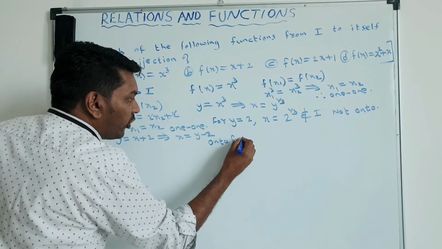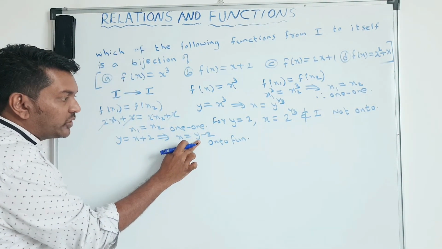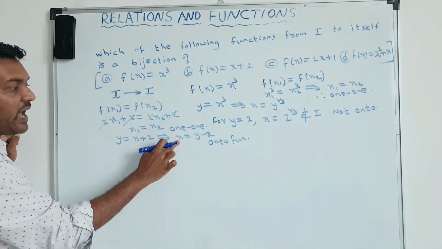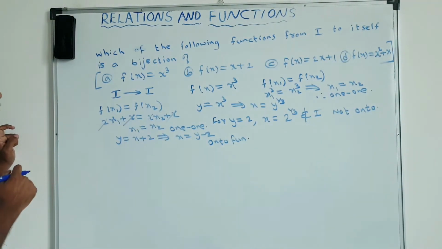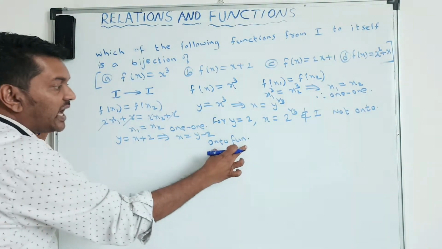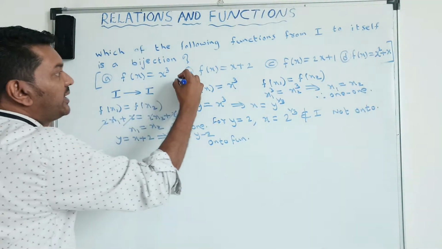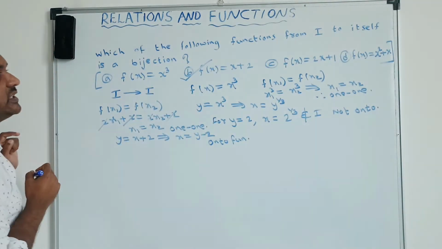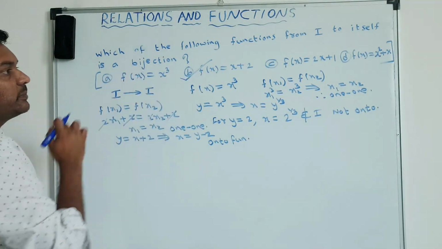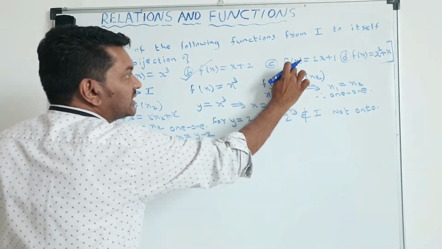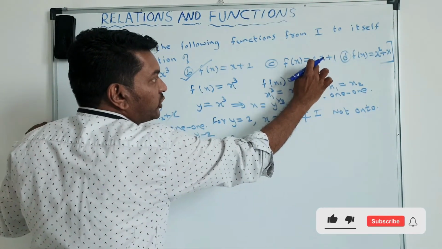For any value of y belonging to integer, you will get a corresponding value of x which is also belonging to integer. So it satisfies the condition of onto function. So the second option B is our answer, which is bijective. Option B is bijective. Still we will see this, checking whether it is 1 to 1.